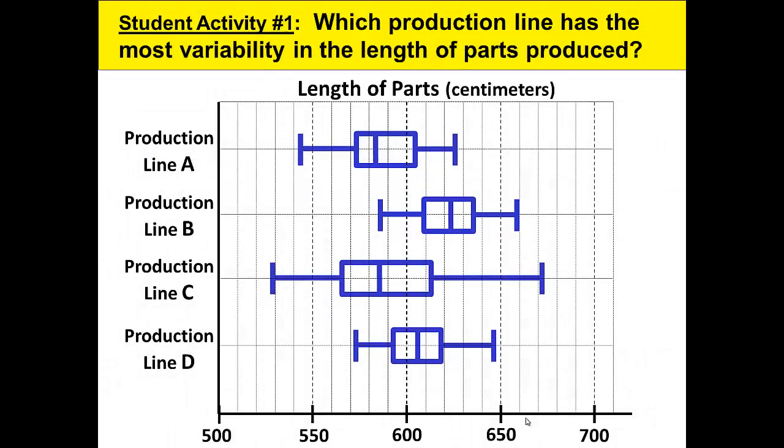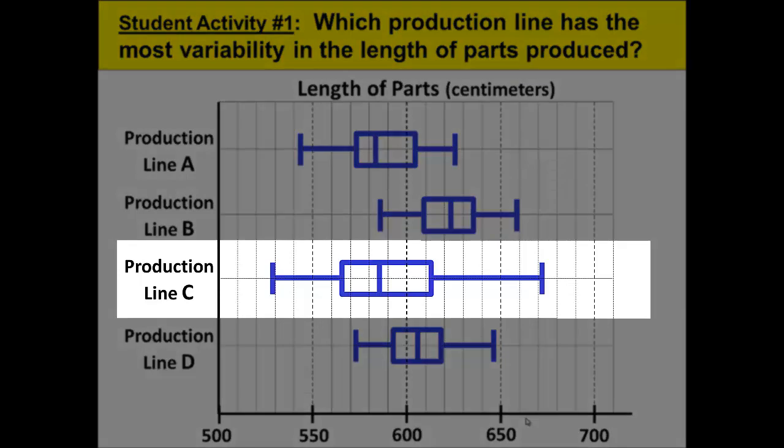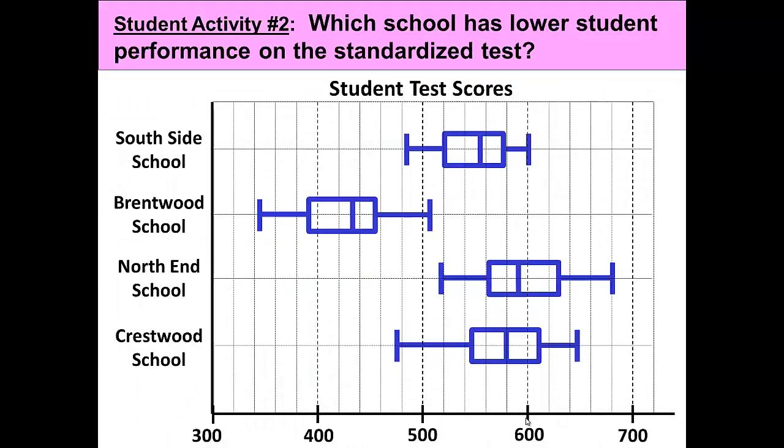A box plot is a very good way to compare data from different data sets quickly. Which production line has the most variability in the lengths of parts produced? Well, that would be production line C. The distance from the beginning to the end of the entire plot is greatest for production line C, and the beginning and the end of the box itself is also the greatest for production line C.